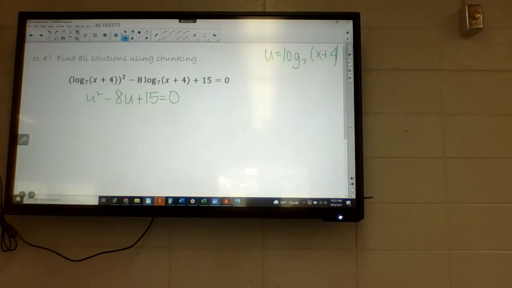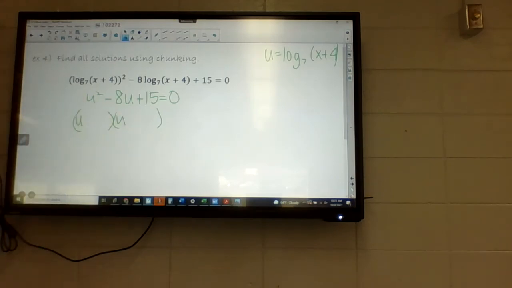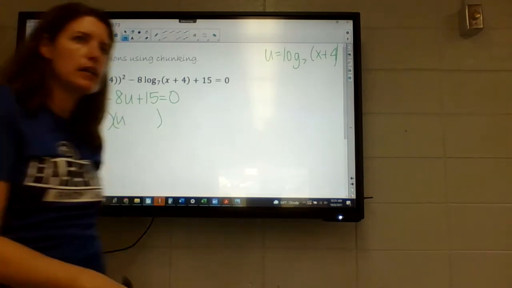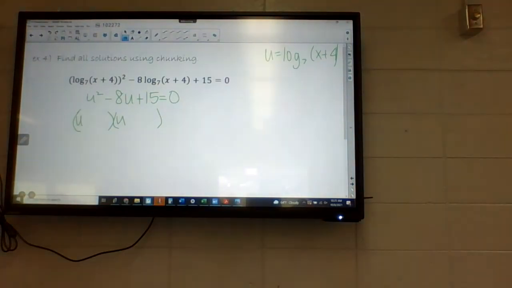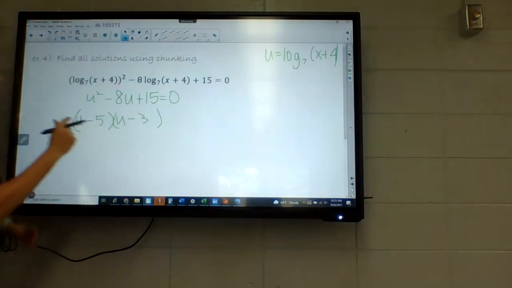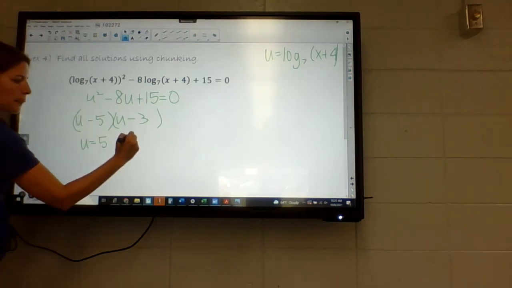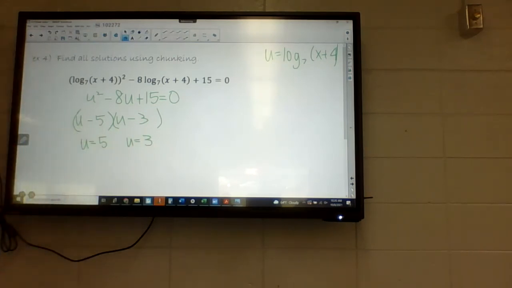Had I walked into my Algebra 2 class with that top line, they would have lost their minds. Had I walked in with the second line, I would hope they would not have freaked out quite as much, right? The second one's doable. So let's factor that. Multiply to 15, add to -8. -5, -3. So again, solve them. Hopefully this one's not too bad. Set them equal to 0, so you move those over. So u ends up being 5, u ends up being 3.